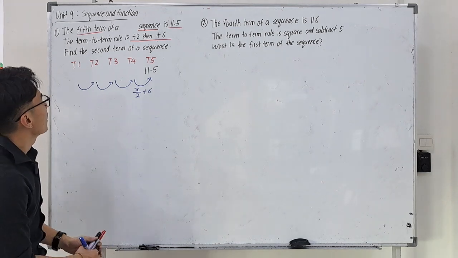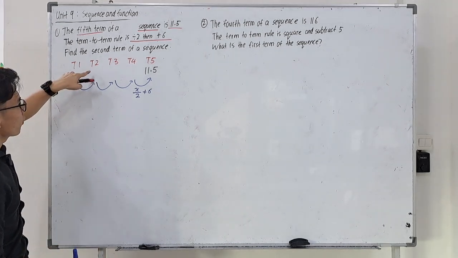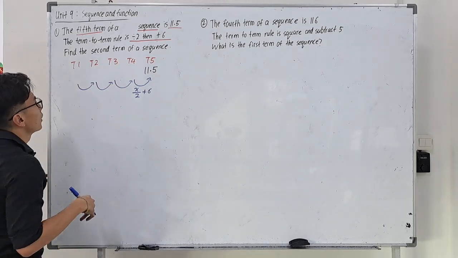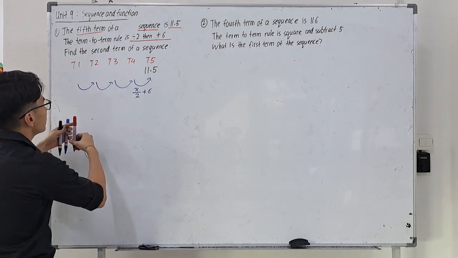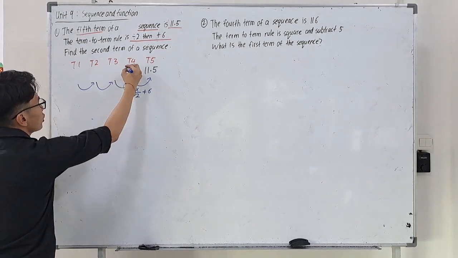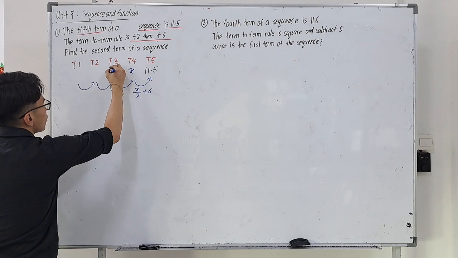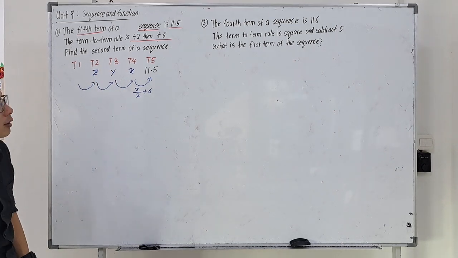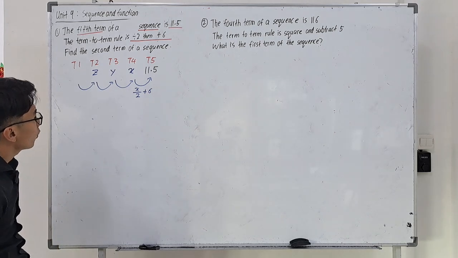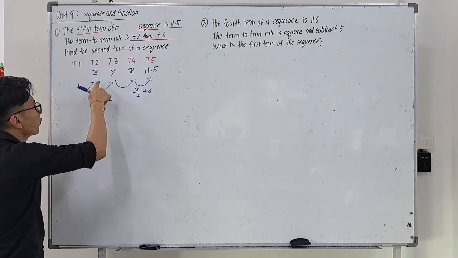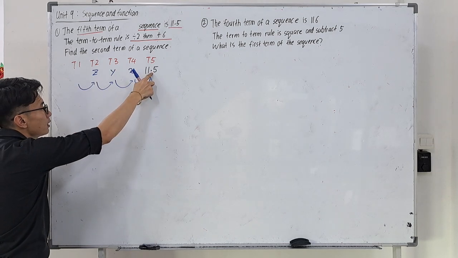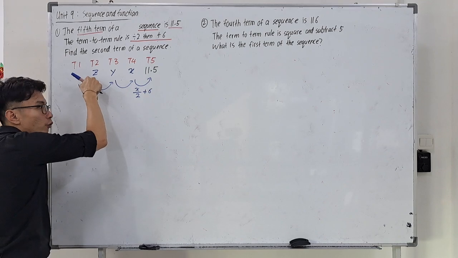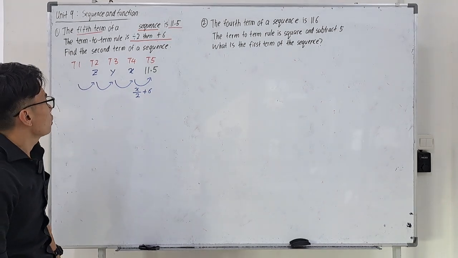So what should I do? Since I'm interested to find what this is, let's call these unknowns first. Since I called this x, this should be x over here, this should be y, and this should be z. Let's call them this for now. What should I do next? Since I need to find things from here, I need to take this and go back step by step until I reach here.